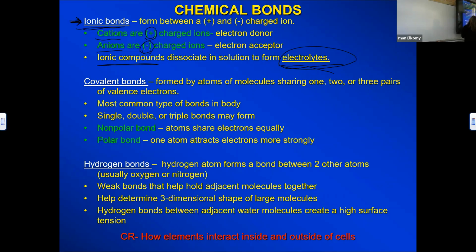Okay, covalent bonds. Let's talk about covalent bonds, the word covalent. Covalent, do you remember what those electrons in the shell were called? Remember you had your nucleus of an atom and then you had electrons on the outside in a valence shell? Yes, so covalent bonds are formed by sharing.